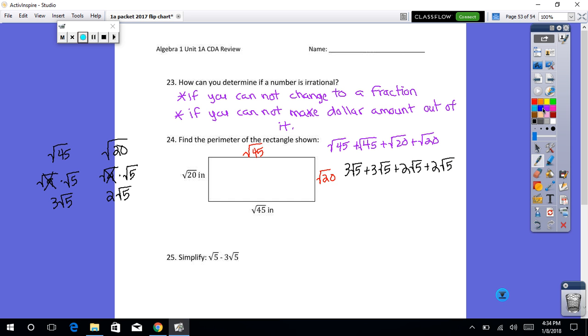Okay, remember, when you are adding radicals, you do not add the radical. Okay, you treat it as if it was a 3x and a 3x and it became 6x's. Okay, so in this case I have 3 plus 3, which is 6, 7, 8, 10 square roots of 5 would be the perimeter of this rectangle.